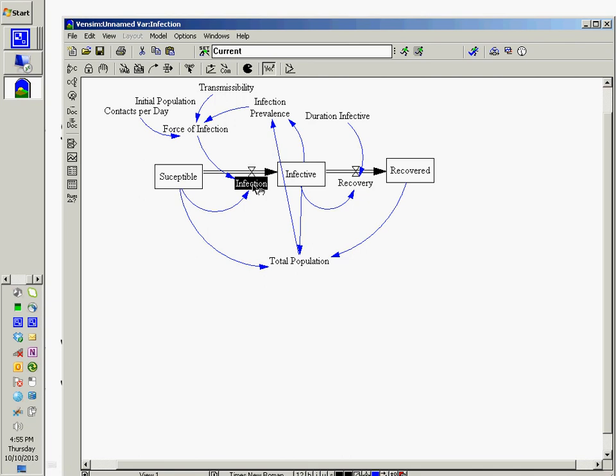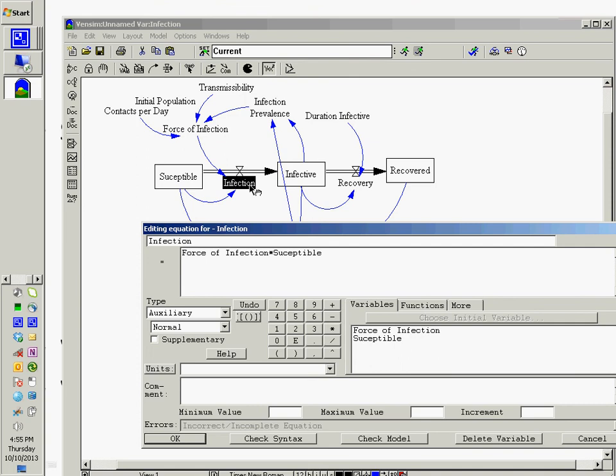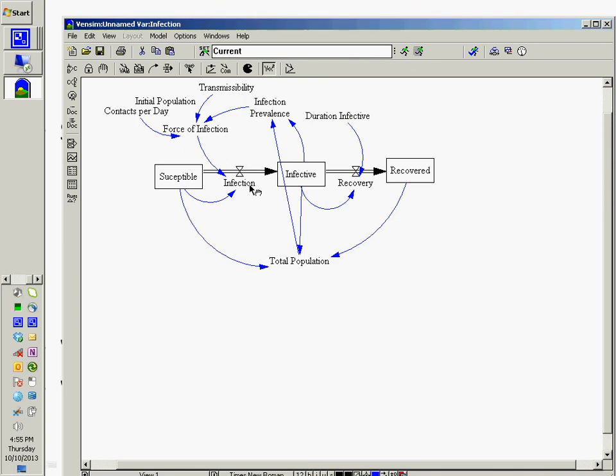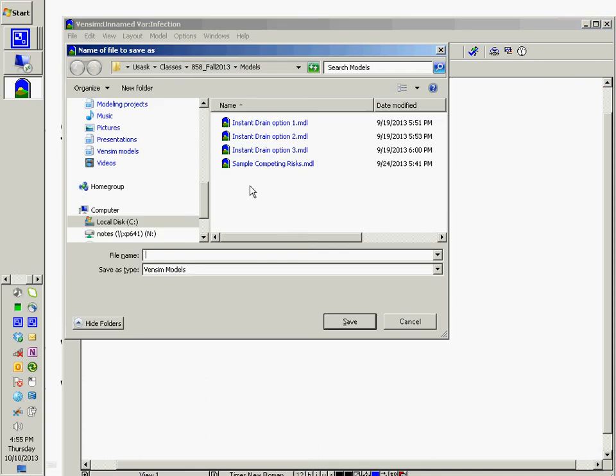Indirect, right. They're indirect. Very good point. It's not direct dependence. It's indirect. Okay, so infection now depends on force of infection times susceptible, and there it is. I'm going to save this. So this will be 213, 10, 10, first SIR model, okay?